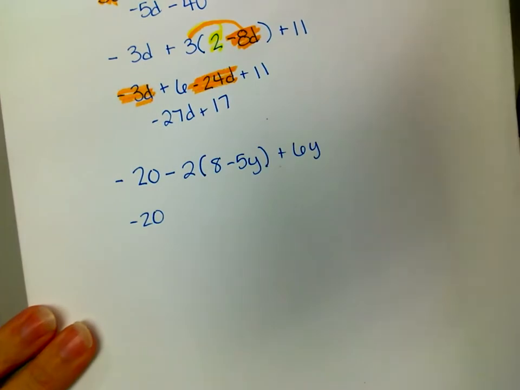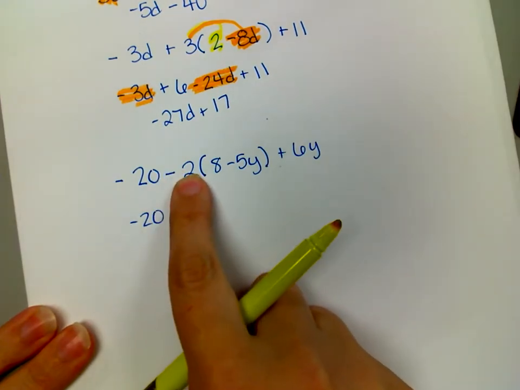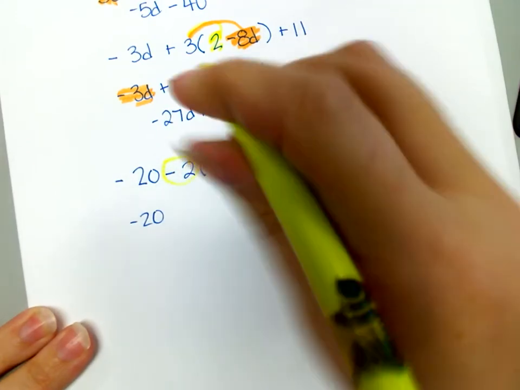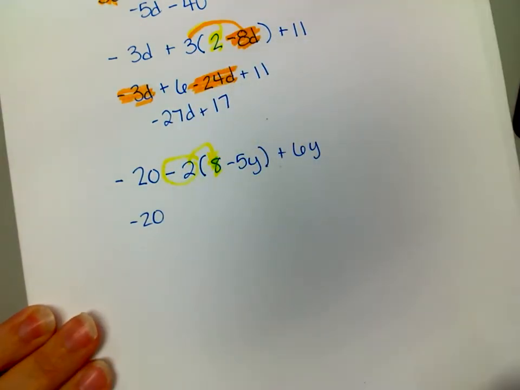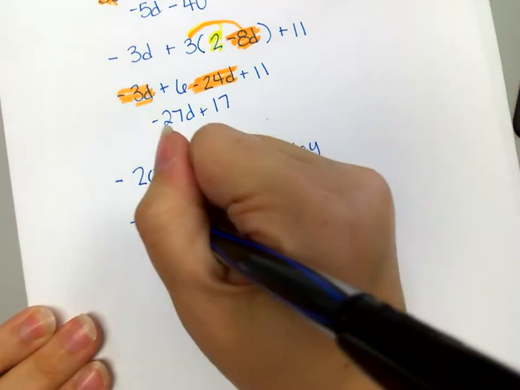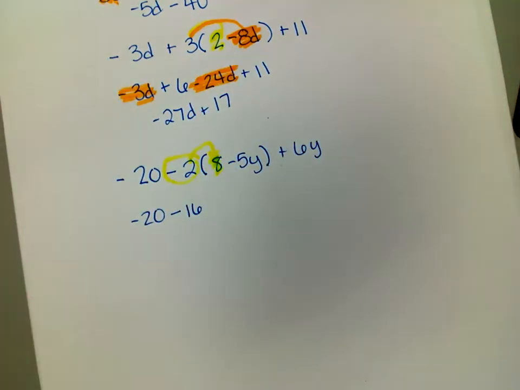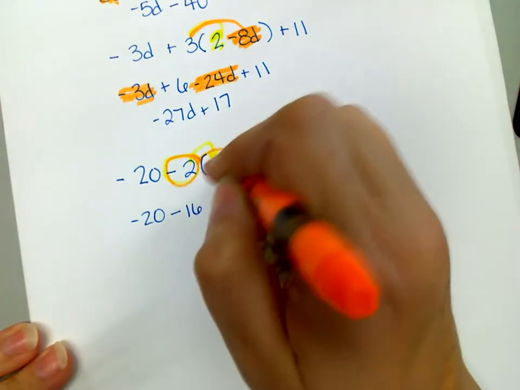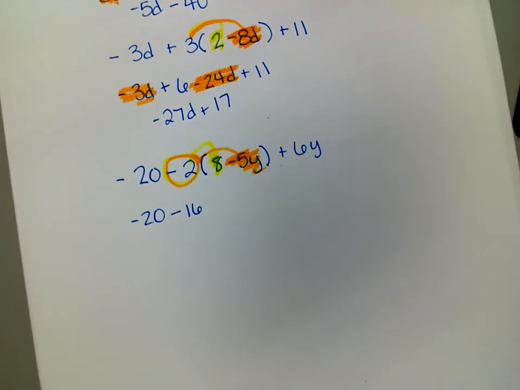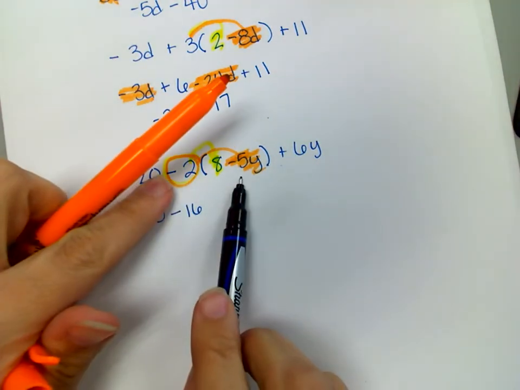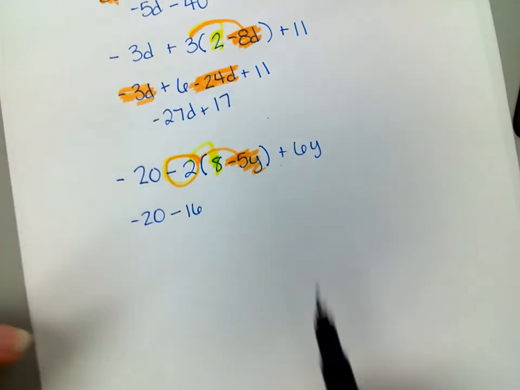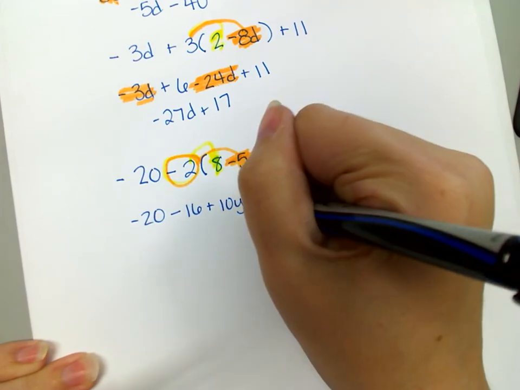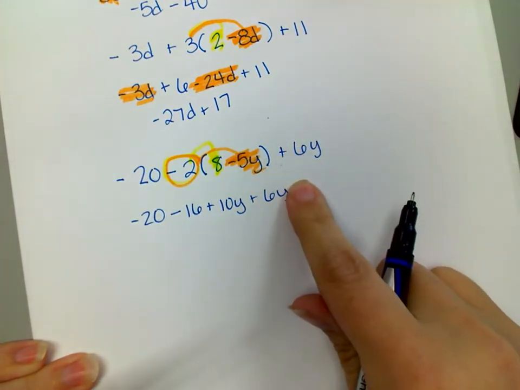I'm going to take this negative 2 because subtracting 2 is the same as negative 2, right? Negative 2, and I'm going to distribute it to this 8, right? So negative 2 times 8 is negative 16, so that's minus 16. Now I'm going to take this negative 2 and distribute it to negative 5y. So negative 2 times negative 5 is a positive 10y, so it's going to be plus 10y, then plus 6y, because I just carried that down, right?